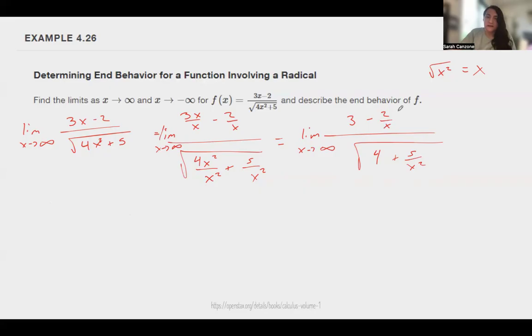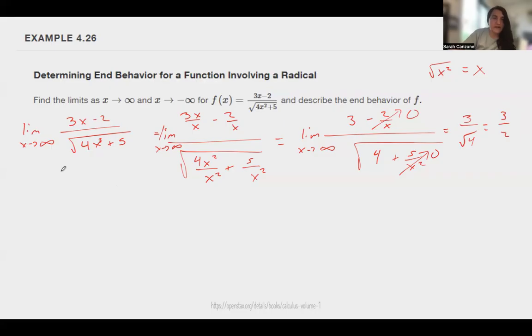So you plug in infinity into this, it goes to 0. You plug in infinity here, it goes to 0. So what you wind up with is 3 over the square root of 4, but the square root of 4 is just 2. So you get 3 over 2.